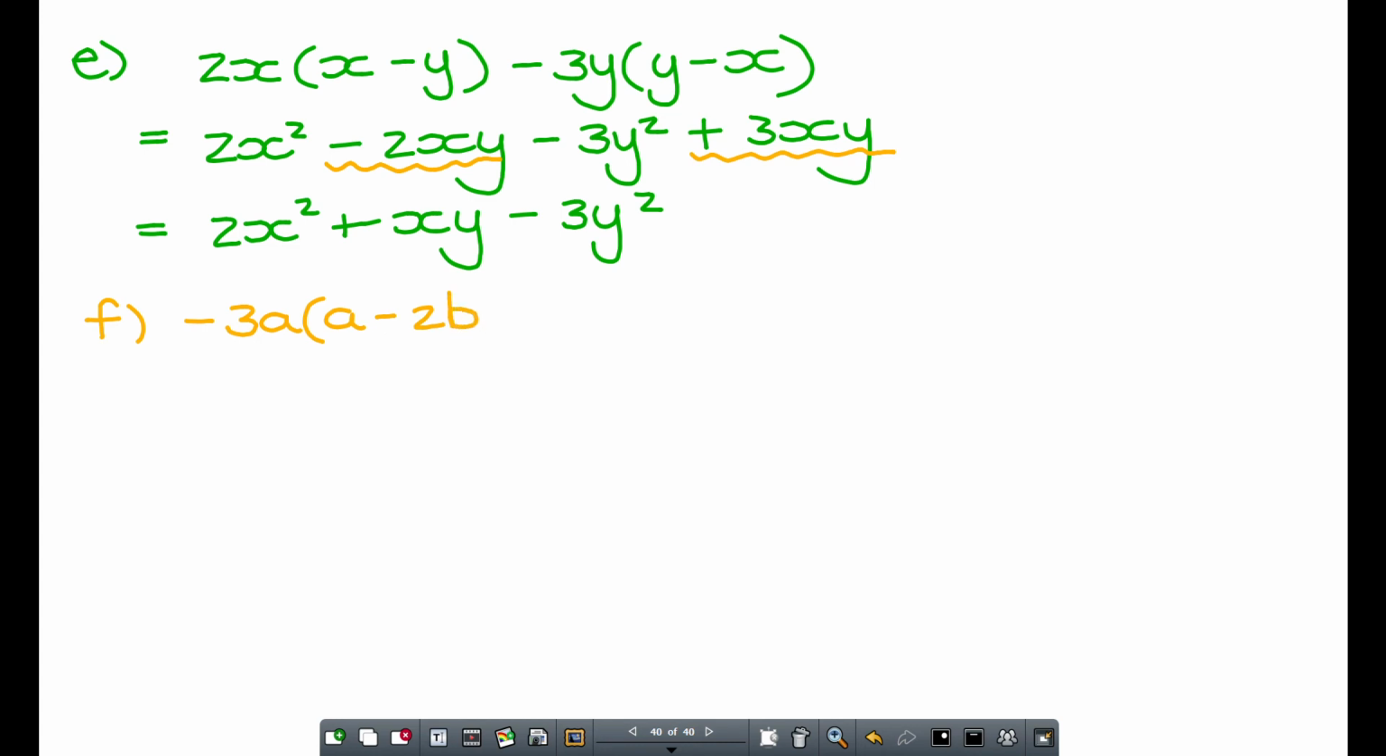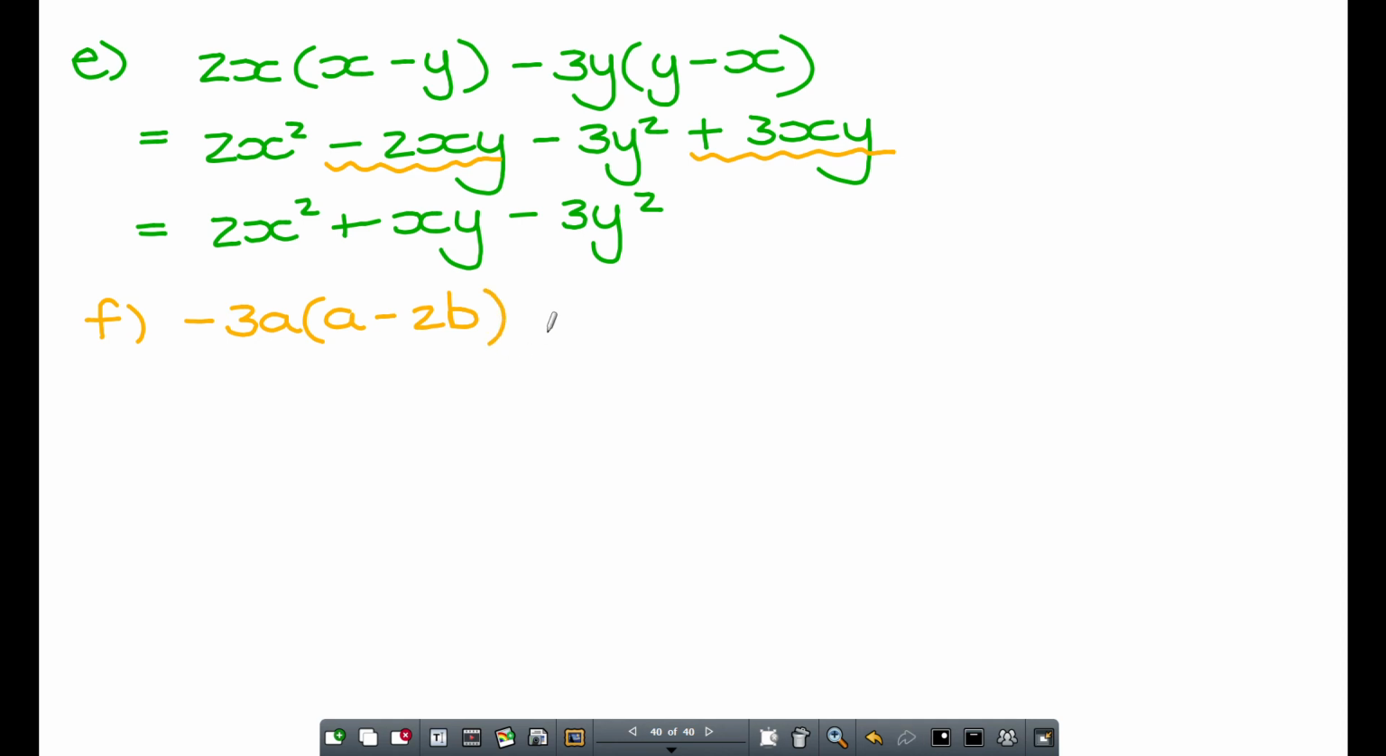Okay, so can you see those two that are underlined? They would be like terms because they both have xy as an unknown. So if I simplify them, minus 2 of those plus 3 of those would give me 1xy. You could have written 1xy, but it wasn't necessary to have that 1 there. You could just talk about xy. Okay. You're fine.